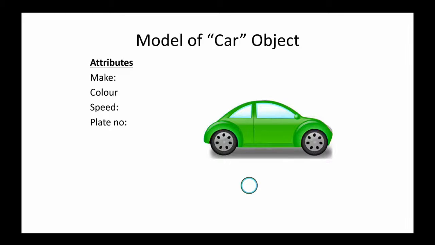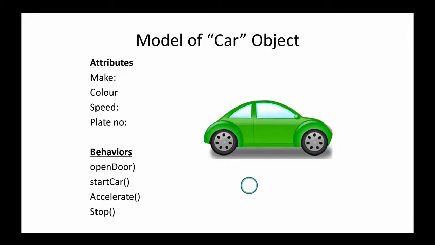It will have a different plate number. It may have a different make and model and color and speed. These are just the generic attributes of a car. It will also have behaviors, like you can open the door of a car, you could start the car, you could accelerate the car, and you can also stop the car.